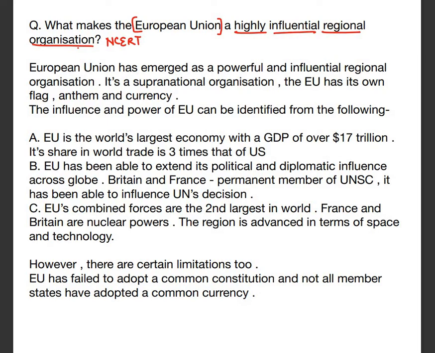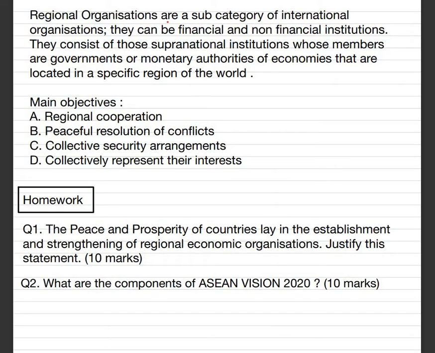So the question here is, what makes the European Union a highly influential regional organization? This is the question taken from NCERT only. The back question is, what makes the European Union a highly influential regional organization? So start with the body itself. You will not start exactly with what is demanded in the question. You will give at least a 3 to 4 line introduction.